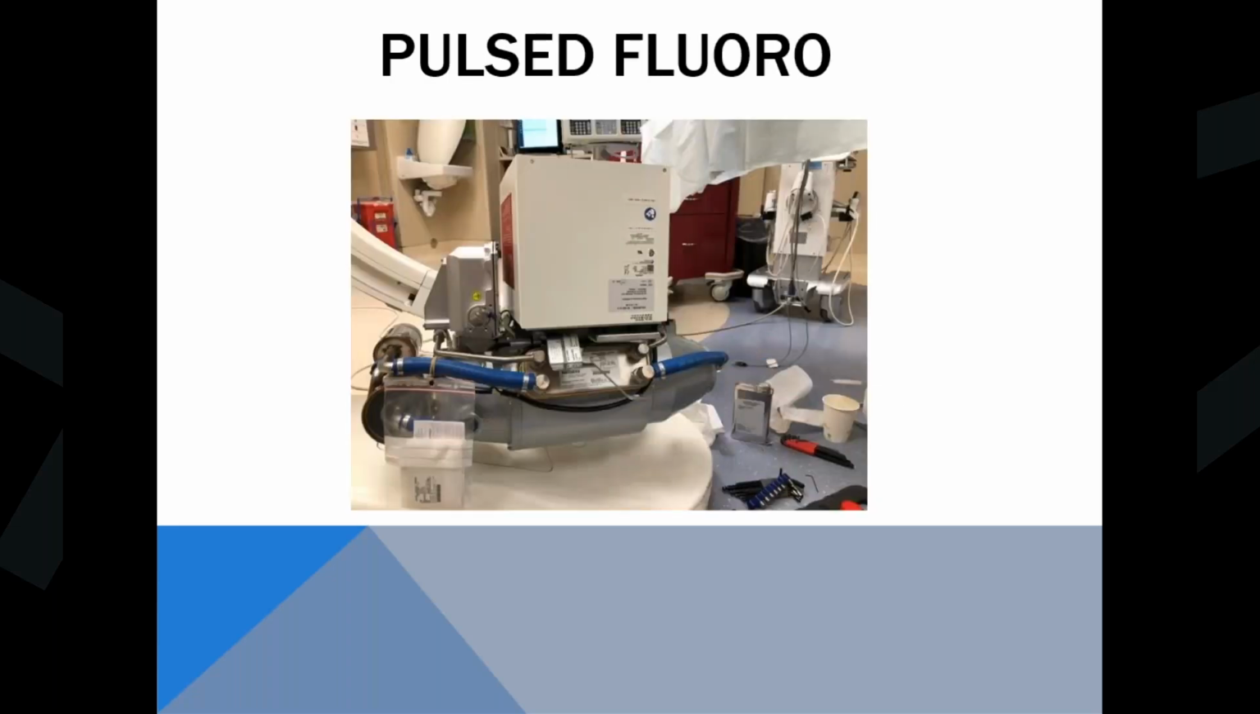So here's the difference on what makes this a fluoro system versus a conventional system. Right here, this silver box is called the in-grid. What the in-grid does is it screws into the cathode side of the X-ray tube, and then into the side of the in-grid, the high voltage from the generator for the cathode screws into that. What this allows you to do is have pulsed fluoro.